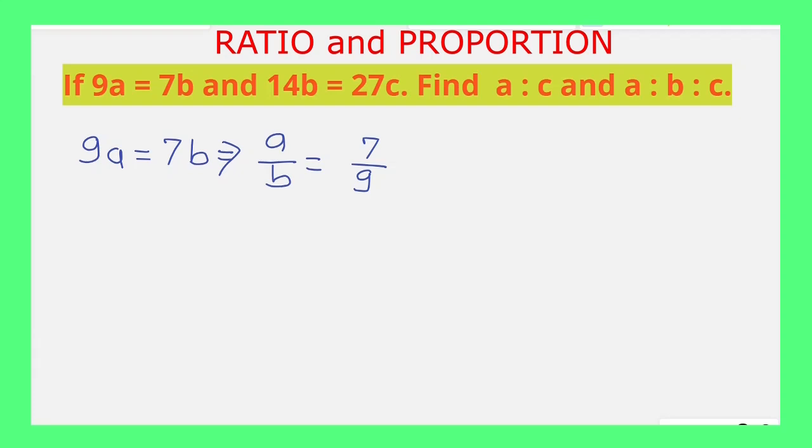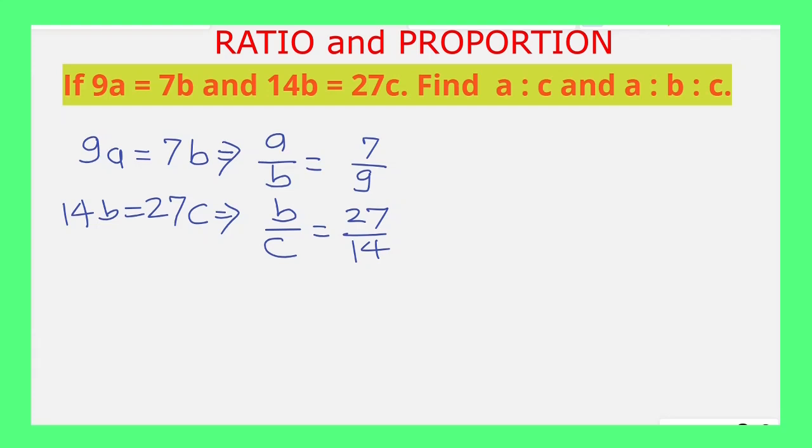This is a ratio b basically. A ratio b is 7 ratio 9. Similarly, we solve from 14b equal to 27c. This gives b upon c equal to 27 upon 14. We divide both sides by c and both sides by 14. Then we get b upon c equal to 27 upon 14. This is nothing else but b ratio c equal to 27 upon 14.